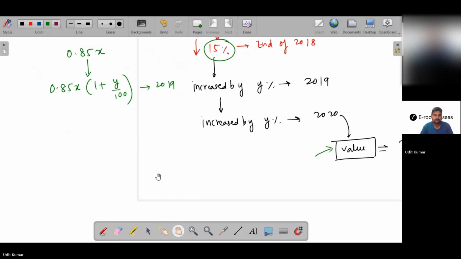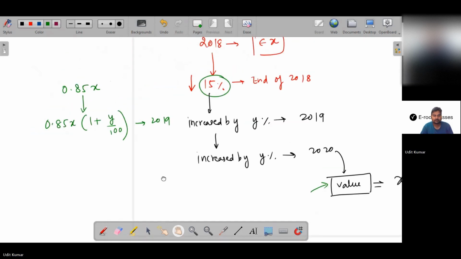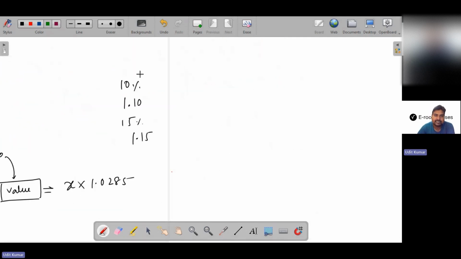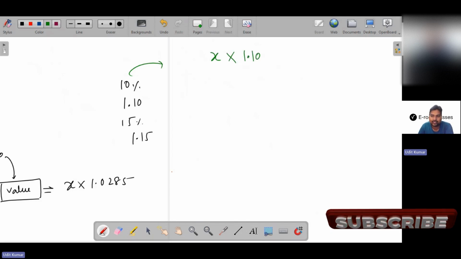Why is it 1 plus y over 100, not just y over 100? Because the value of y you don't know. Otherwise, I would have written it like 1.10, 1.20, 1.25. For example, when I say 10% increase, if the initial price was X and there is a 10% increase, we generally multiply it with 1.10. Why? It's not actually 1.10.